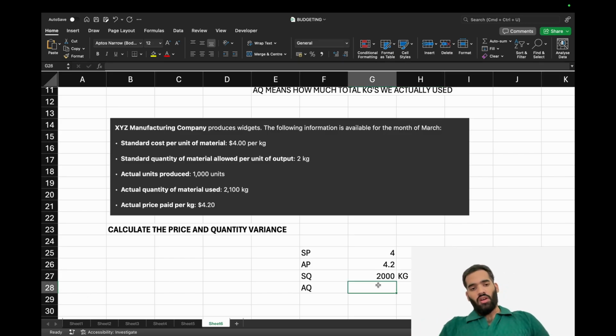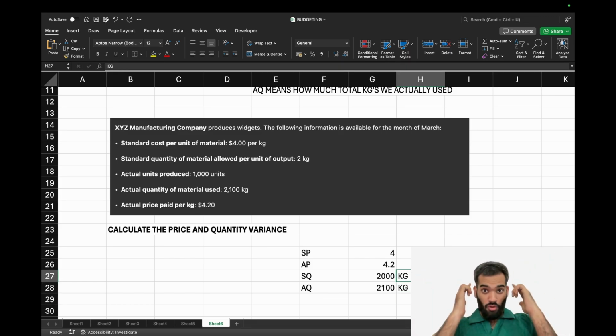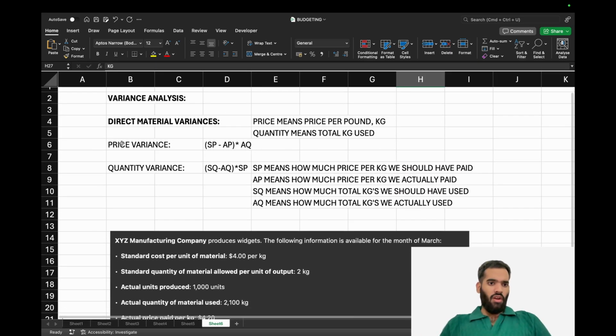Okay, now actual quantity, what did we actually use? 2100 kilograms, if you can see right there. And now since we have picked the right data, and assuming you already know the formulas, you will always get the right answer. So let's copy the formulas down and solve them.